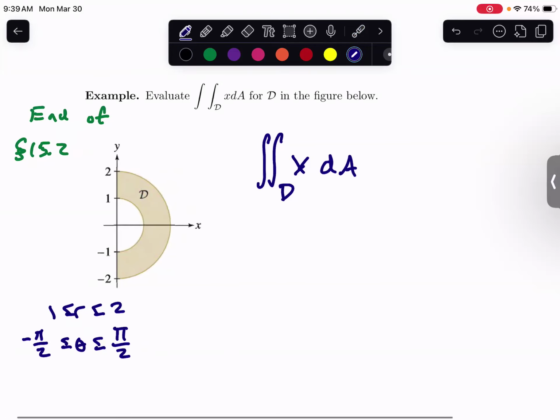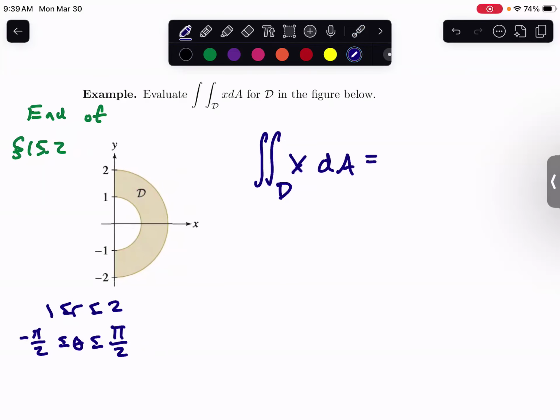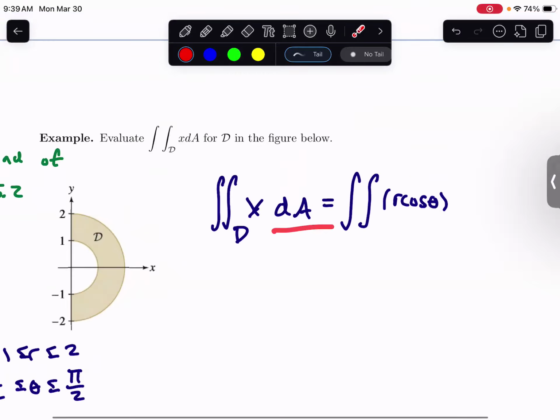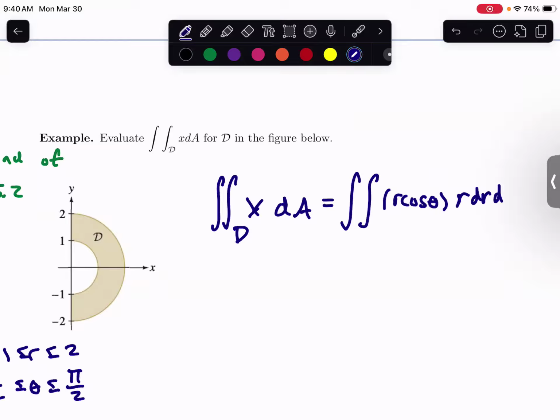So in terms of polar coordinates, this is going to be equal to the double integral. x is going to become r cosine theta. And then dA becomes r dr d theta. So dA always just becomes r dr d theta, from what we were discussing before.